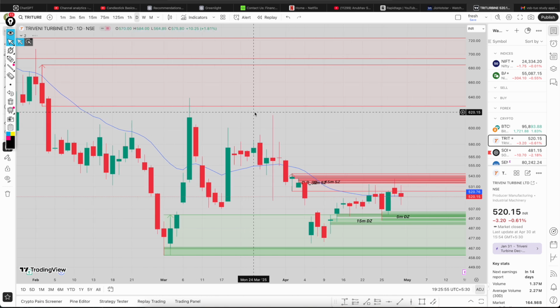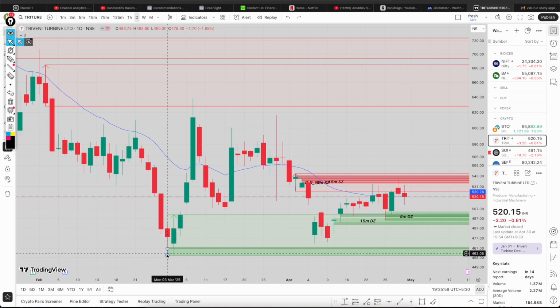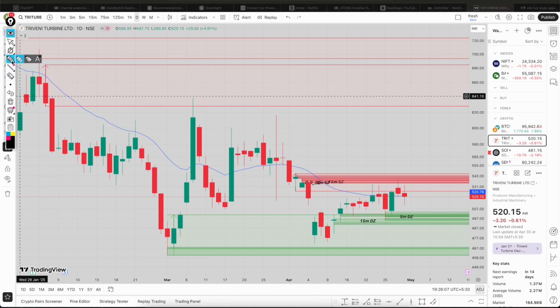So now we have a fresh zone over here, where we can expect some movement, and it came really close to this zone. The market came really close to our origin of this 1 day zone, which is this particular zone, marked in the dark green color, and it gave a move upwards. So what does this mean? This means that this particular zone is having a real strong order flow.